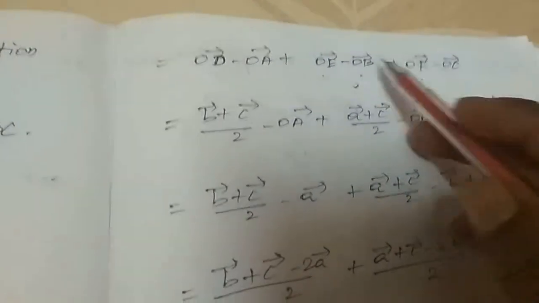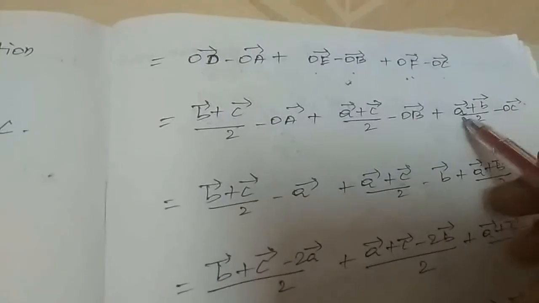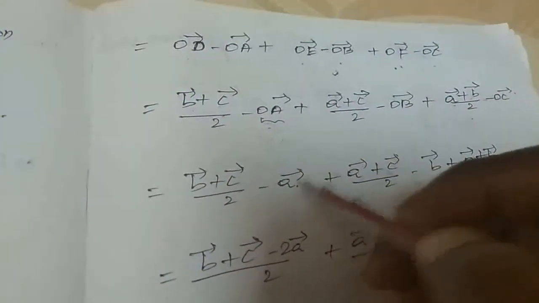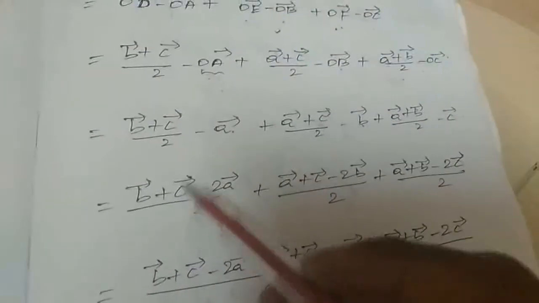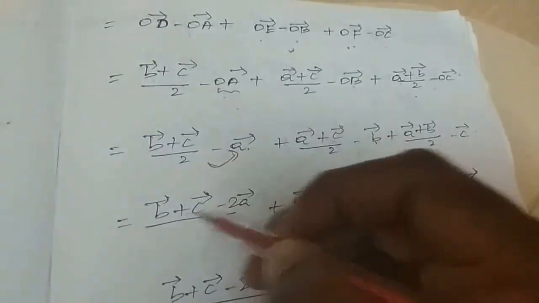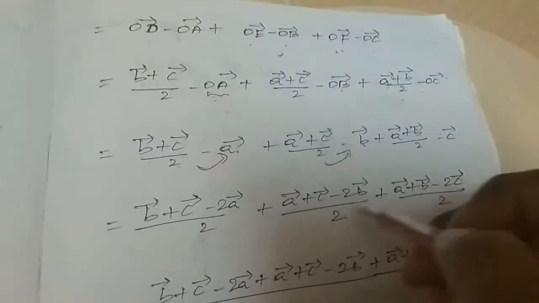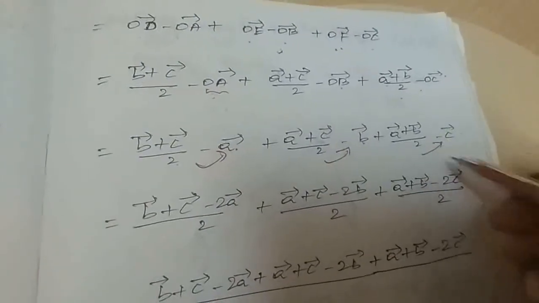OE vector value is (A plus C) by 2, A vector plus C vector by 2. After that, OB means OB only. OF vector is (A plus B) by 2 minus OC. Now OA vector, how to write? A vector. OB vector, how to write? B vector. OC vector, how to write? C vector. These are the position vectors. Okay. Now (B vector plus C vector) by 2 minus A, which is 2A by 2. (A plus C) by 2 minus B, which is 2B by 2. (A plus B) by 2 minus C, which is 2C by 2.